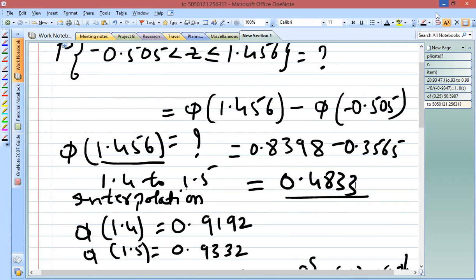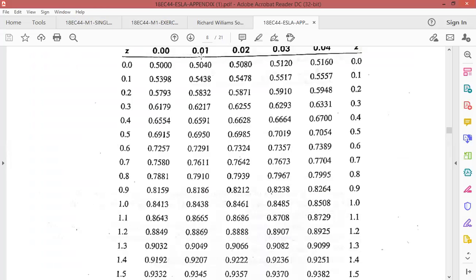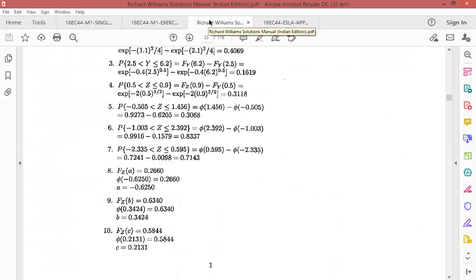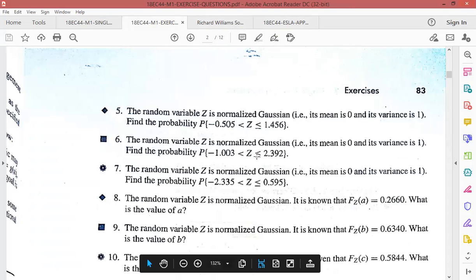Others, what are you doing? Did everyone get the answer? We have obtained here 0.3068. Whatever the nearest value that we take, depending on that we will be having the values. So similarly, take the next problem. Solve this one more problem and tell me the answer.